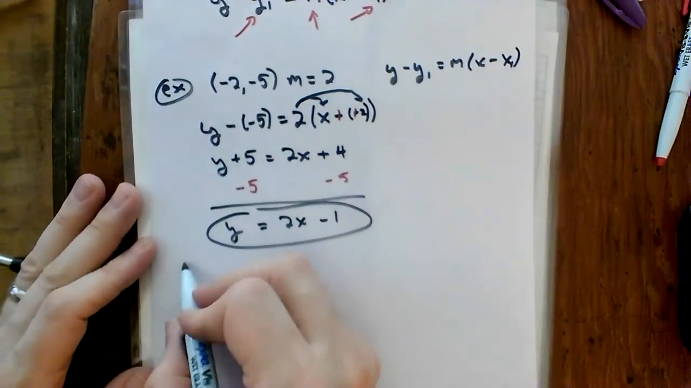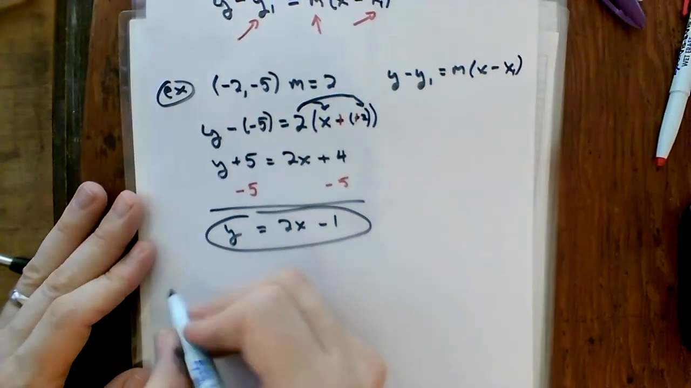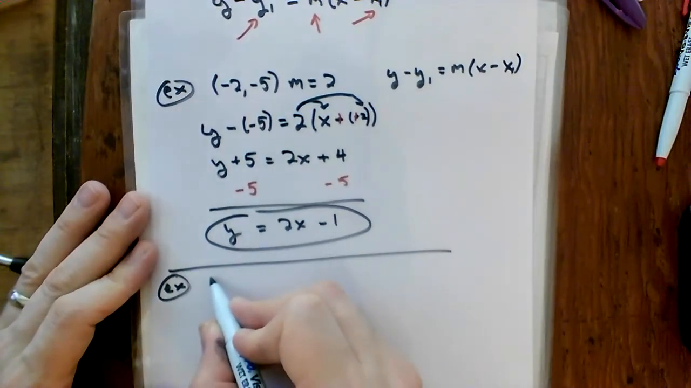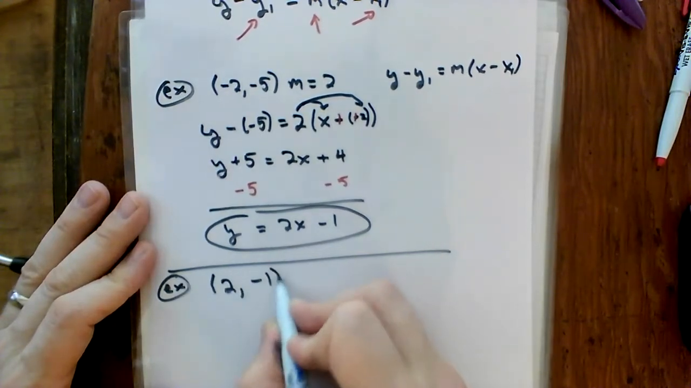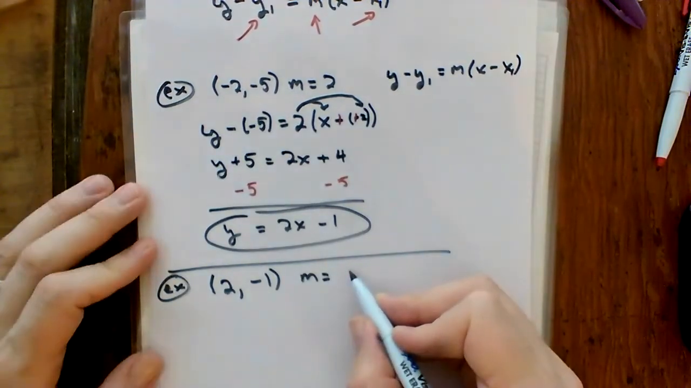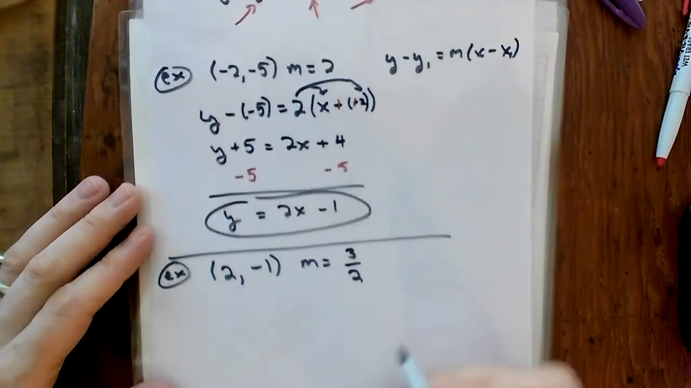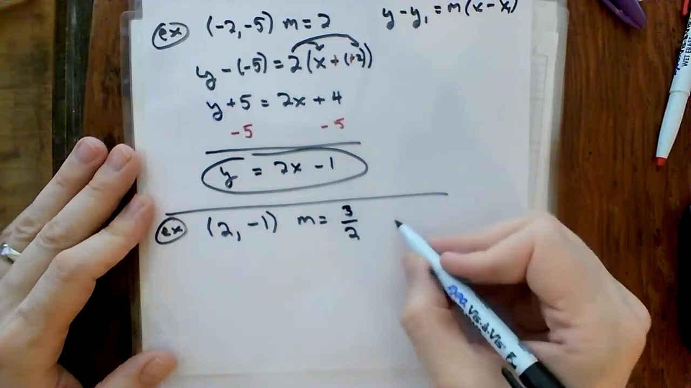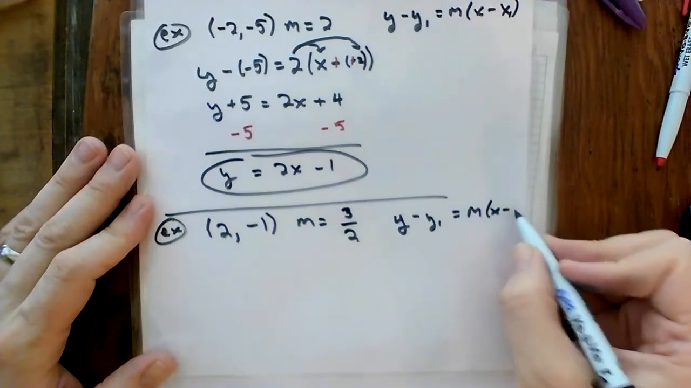Let's do another one. And this time I'm going to do one that's a little bit tougher. Let's do another example here, and I'm going to have 2, -1, and my slope is going to be 3/2. Oh my gosh. Fractional slope. What are we going to do? Well, panic is not one of our steps. Y minus y1 is equal to m times x minus x1.